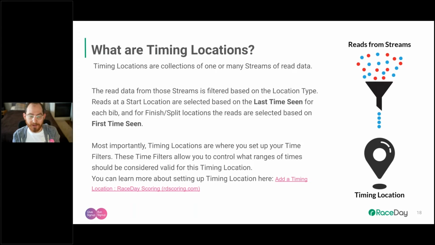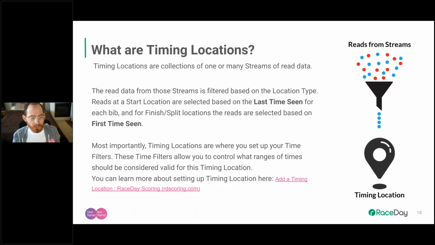First off, though, they are filtered based on the location type. Basically, for a read at a start location, we pick the best read based on the last time seen. And for finish or split locations, the reads are selected based on the first time seen. As you're going through RaceDay scoring, you'll see that you can create a location that is either a start type or a finish type or start and finish type. Based on your selection there, that will change how we select each read for each participant that is seen on all the streams connected to that location.